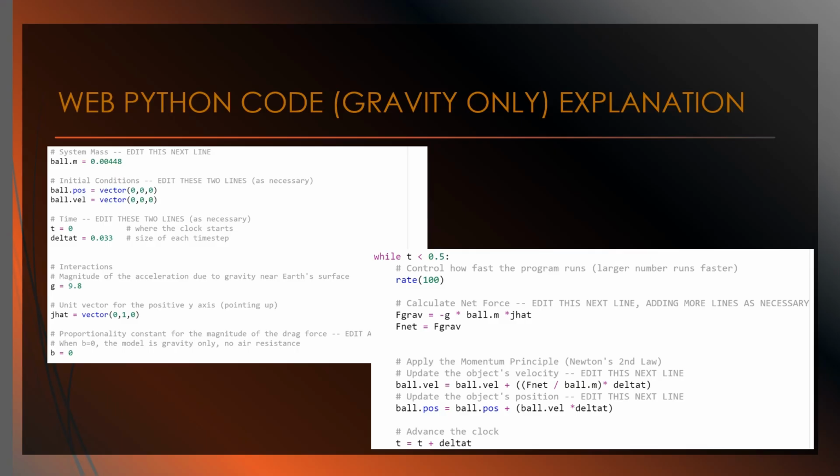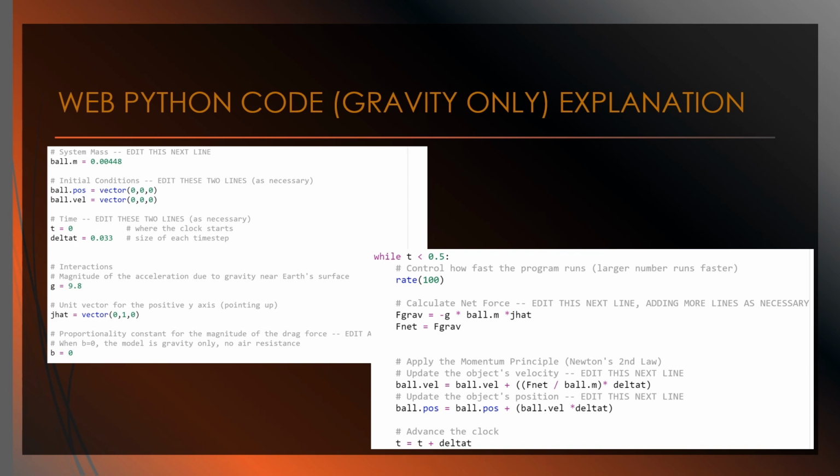So our WebPython code, as you can see, I put in the ball's mass right here, and we did set the position and velocity vectors to 0, which we did assume with our data, and then we did change the delta t to 0.033, which is directly related to the frames per second in my video. And then we have our j hat vector right here, the force of gravity. The most important thing right here, since it's the gravity only model, b was 0, and we did set our time then to 0.5 in correlation with the video.